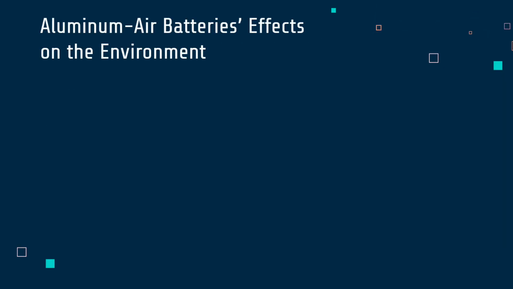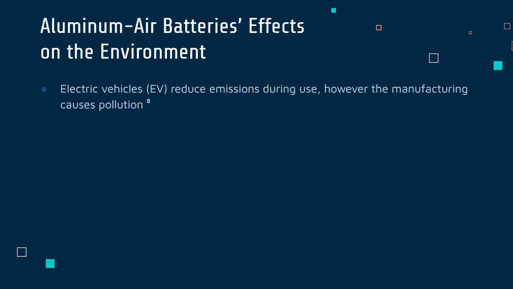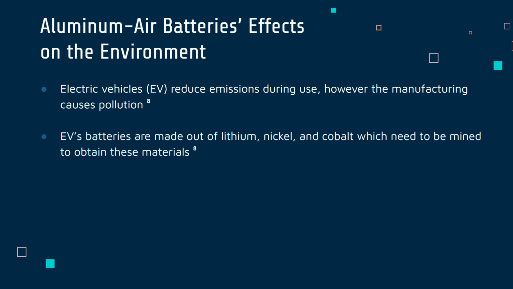The impacts of aluminum-air batteries on the environment. Electrical vehicles reduce emissions while in use, as no carbon dioxide is being released into the air. However, the manufacturing of these vehicles produces pollution. This is due to the fact that electrical vehicles' batteries are made out of materials such as lithium and nickel, which need to be mined to obtain. Likewise, with the aluminum-air battery, a mining process would still have to occur to obtain aluminum.